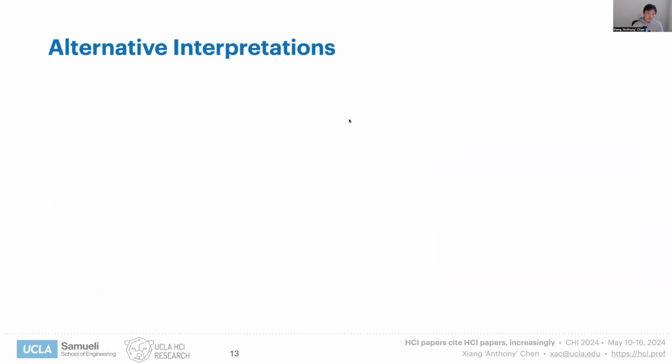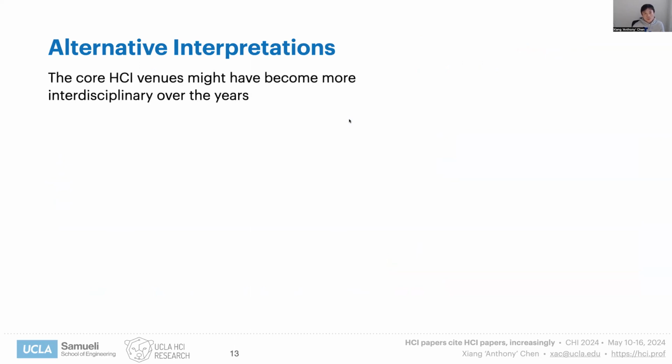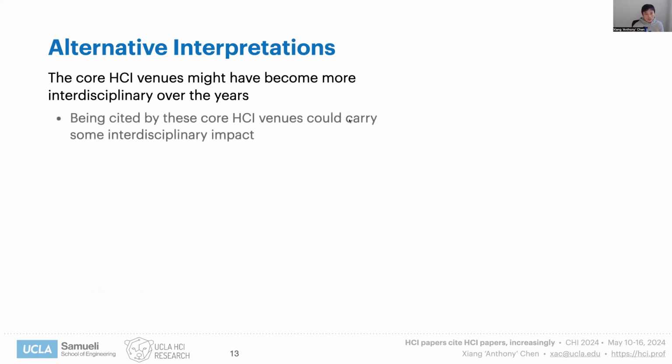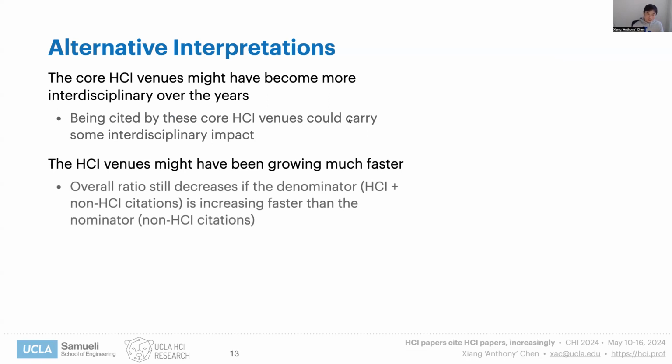Okay, given these findings, you might wonder, what are the alternative interpretations? First, maybe the core HCI venues might have become more interdisciplinary over the years. That means being cited by these HCI venues might still indicate some interdisciplinary impact. Another interpretation could be that HCI venues themselves have been growing much faster. So the overall ratio might still decrease if the denominator, HCI plus non-HCI citations, is increasing faster than the numerator alone.